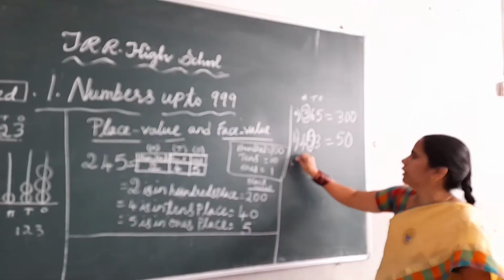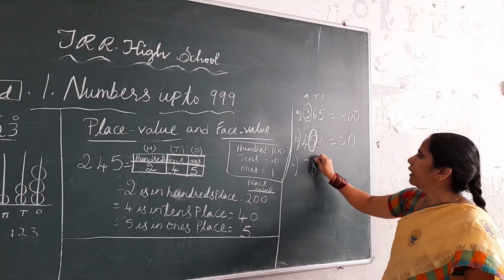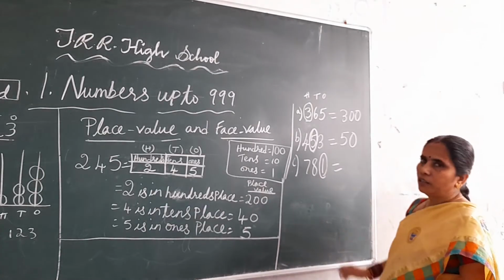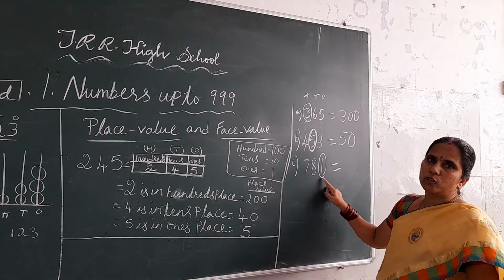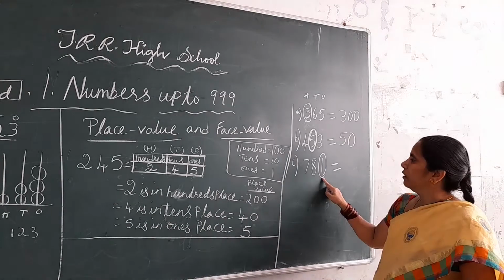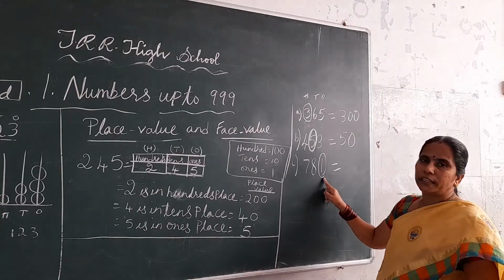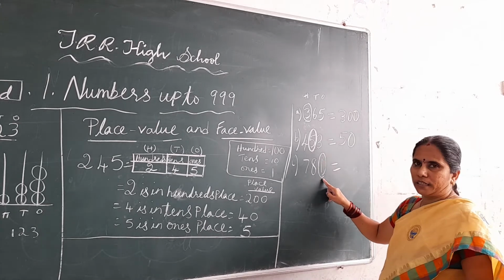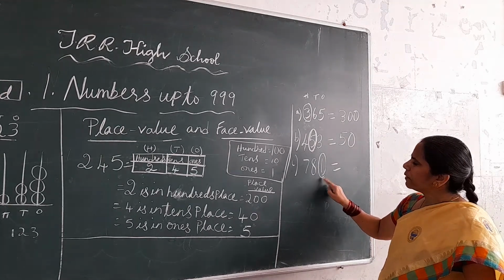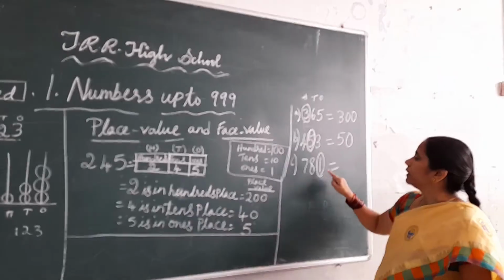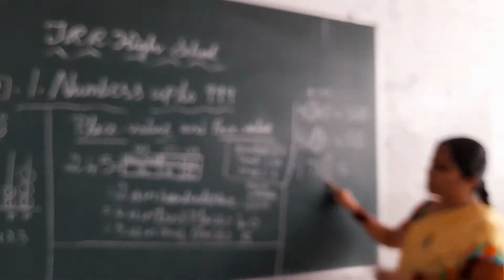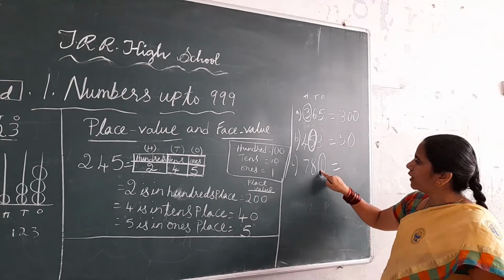Okay? Another one we will do. 7, 8, 1. If this is circled, you must find out the place value of this digit. We'll read this number. 781. What is the place value of this? This is in which place? Ones. So ones means 1. Here already 1 is there.